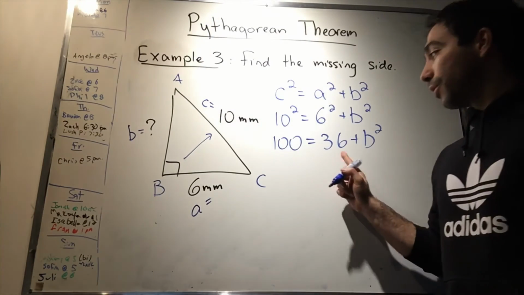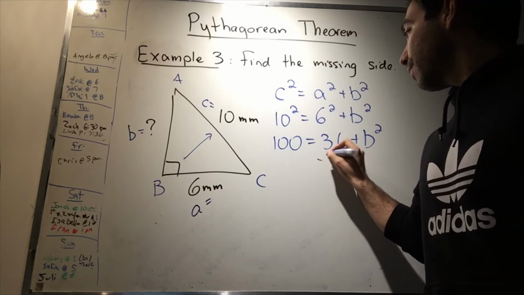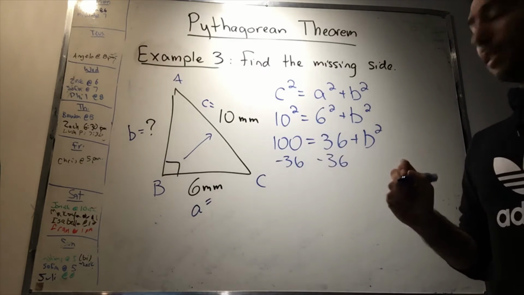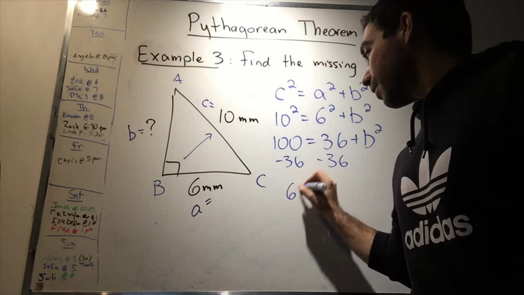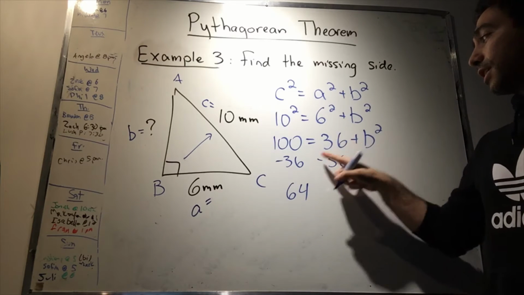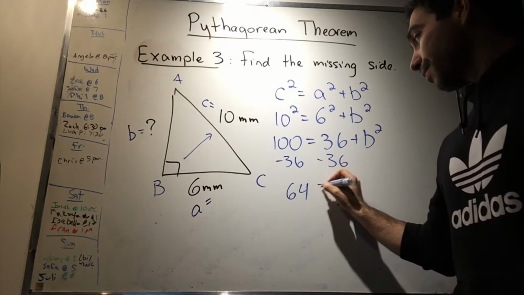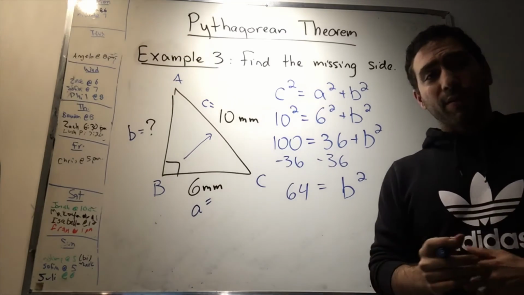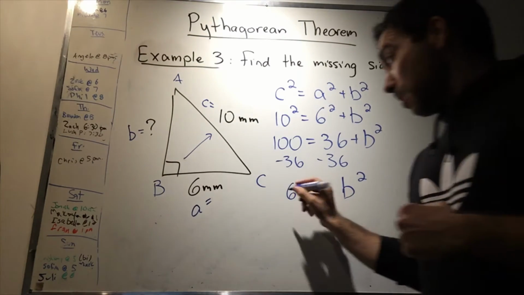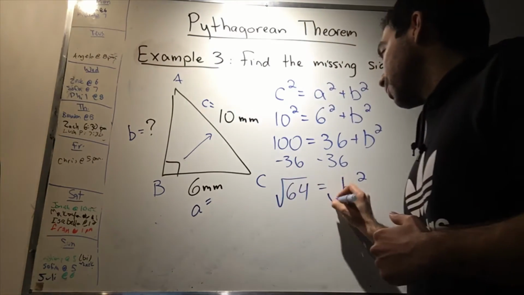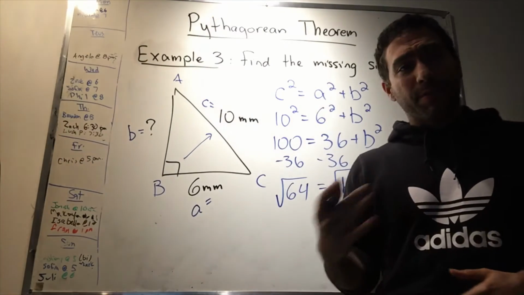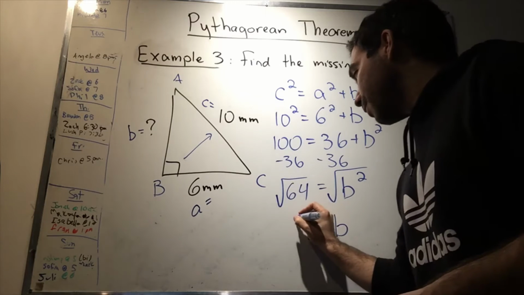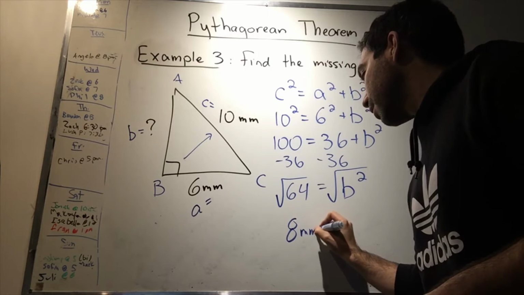How do we do that? Well, the 36 is being added to b squared, so we have to subtract 36 on both sides. So 100 minus 36, we get 64. On this side, 36 minus 36, we get 0. So we're just left with b squared. And the last step of the Pythagorean theorem, yep, you guessed it, square root both sides, because we're not looking for b squared, we're looking for b. So we take the square root of 64 and we get 8 millimeters.